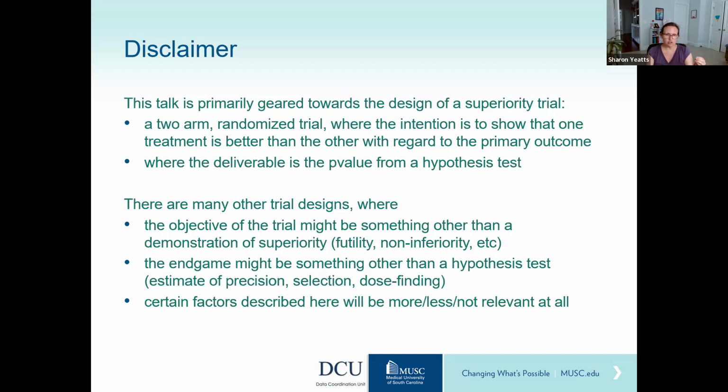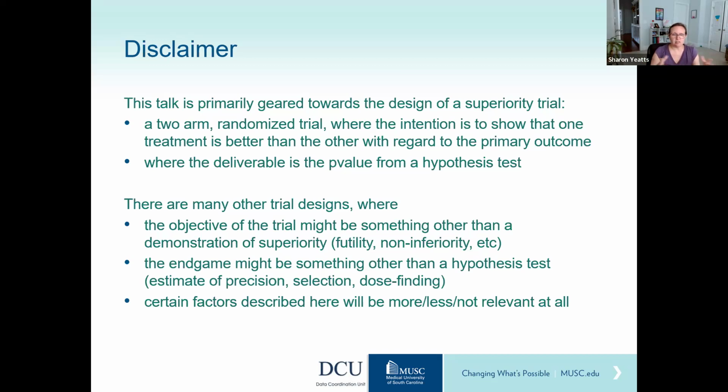And where the way that you're intending to do that is based on the p-value from a hypothesis test. Okay. There are lots of other trial designs, some of which we will talk about today, where the objective might be something very different. The objective could be, rather than superiority, futility or non-inferiority. There are statistical designs where the end game could be something other than a p-value, right?